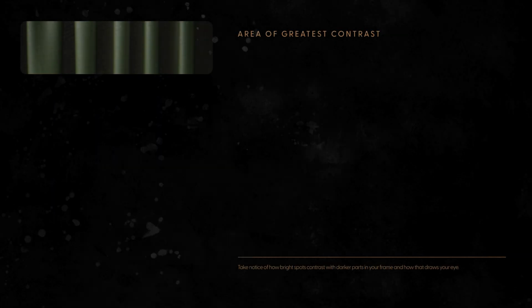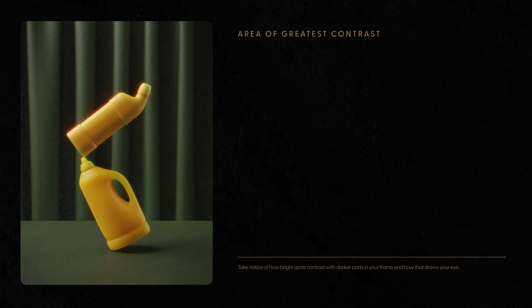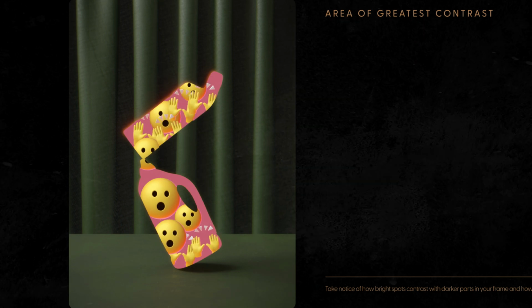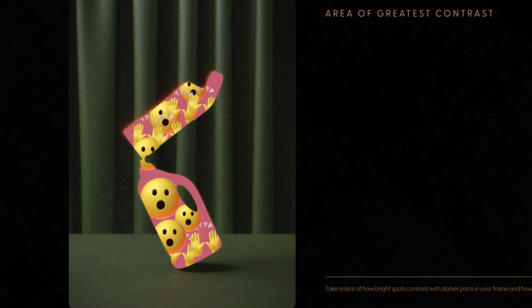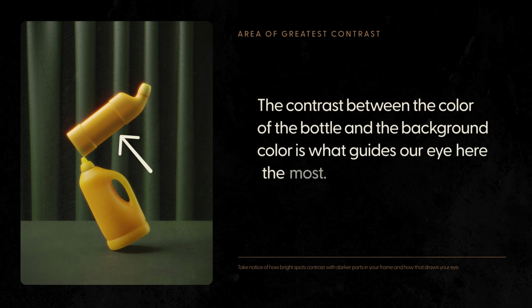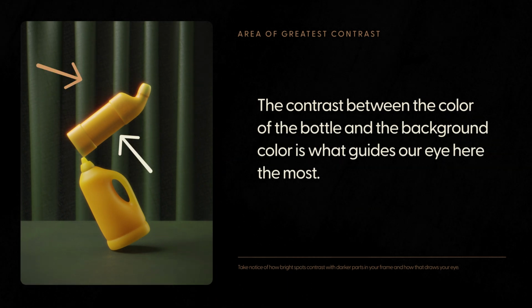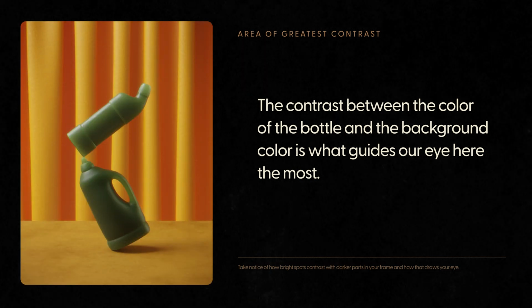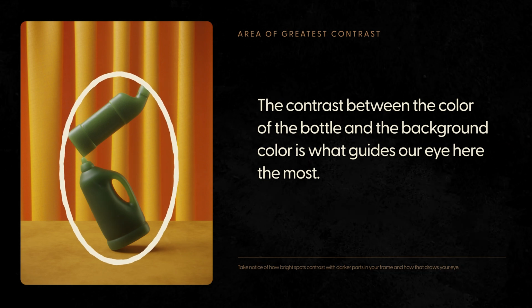From the previous examples, why do you think it was easy to distinguish between the figure and the ground? It's because of this area right here that has the greatest contrast. The contrast between the color of the bottle and the background color is what guides our eye here the most. The same goes for the reverse. Even though I switched up the colors, the greatest area of contrast is still right here.